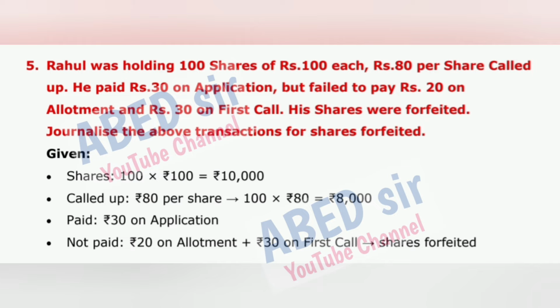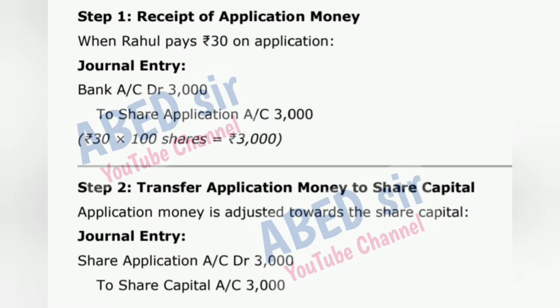Given. Shares, 100 times 100 rupees is equal to 10,000 rupees. Called up. 80 rupees per share, 100 times 80 rupees is equal to 8,000 rupees. Paid 30 rupees on application. Not paid 20 rupees on allotment plus 30 rupees on first call, shares forfeited. Step 1. Receipt of application money. When Rahul pays 30 rupees on application.